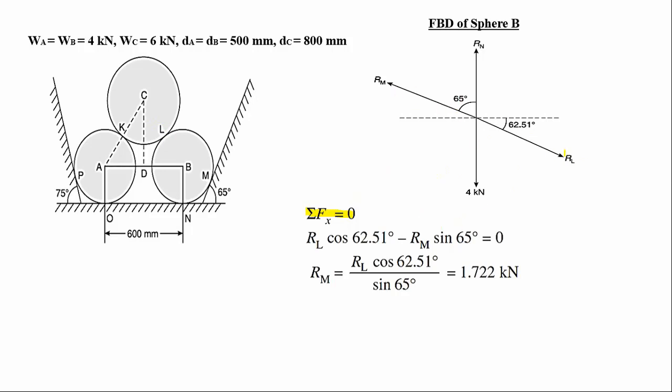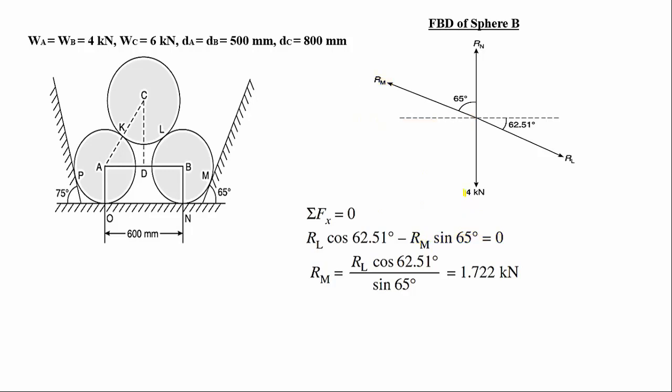If we resolve RL along the x direction, the arrow moves towards the right, so it is positive. Along the angle we resolve with cos, so RL cos of 62.51. Next we resolve RM along the x direction. The arrow moves towards the left, so it is negative. We are resolving away from the angle, so it is sine 65 degrees. Therefore it is minus RM sine of 65 degrees.